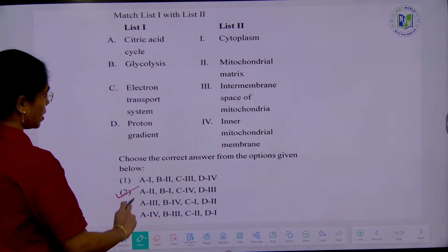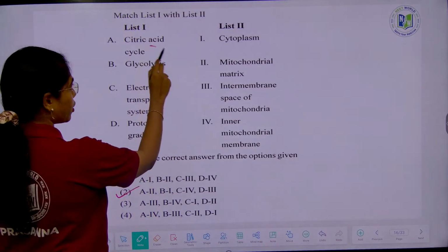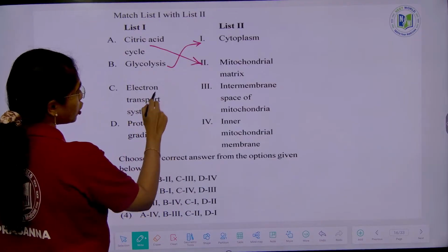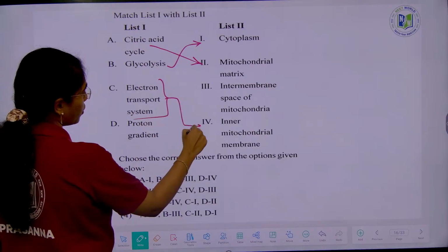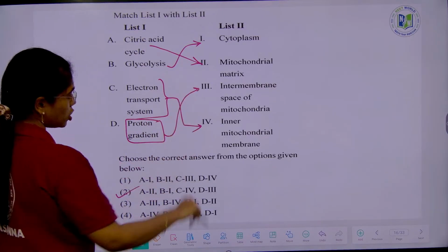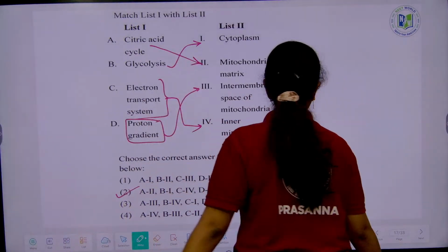Good, we will see. Citric acid cycle or TCA cycle, mitochondrial matrix, glycolysis, electron transport system, inner mitochondrial membrane, proton gradient, intermembrane space. What is the right answer? 2. Now this row.